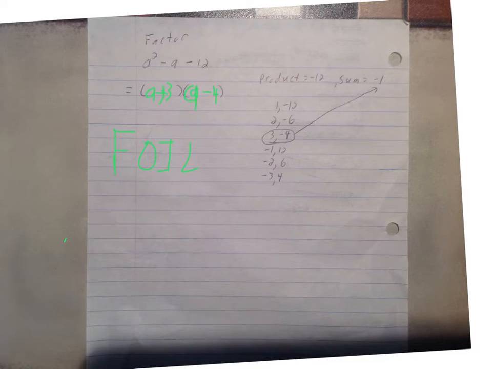And so if I want to check this, if I look at the product of the first terms, that's the F, that'd be a squared. If I look at the L, the product of the last terms, that'd be negative 12. And if you look at the inner and the outer, you would have a positive 3a here, a negative 4a here, whose sum would be the negative a.